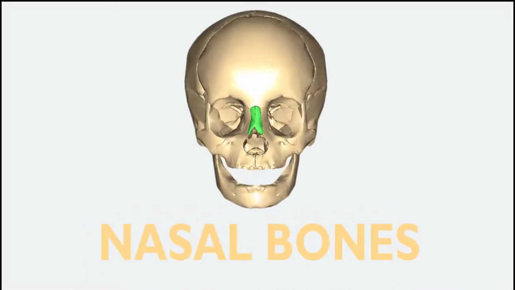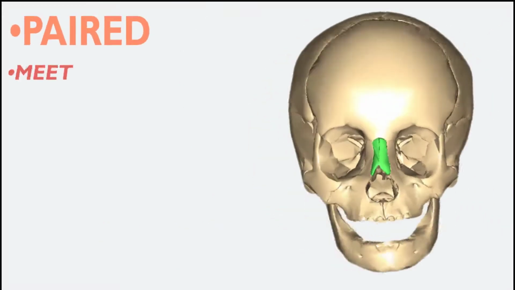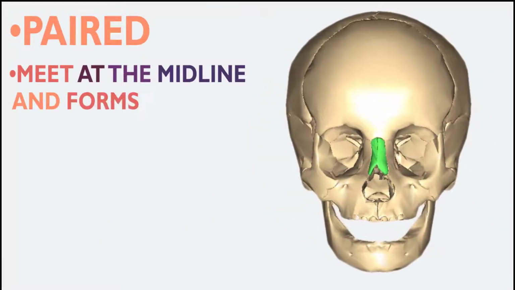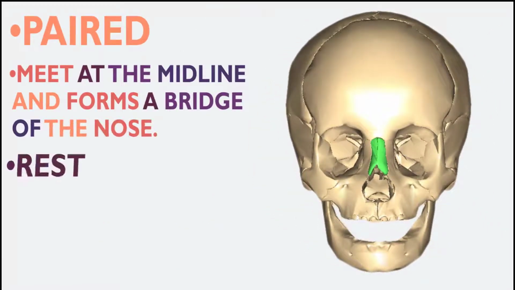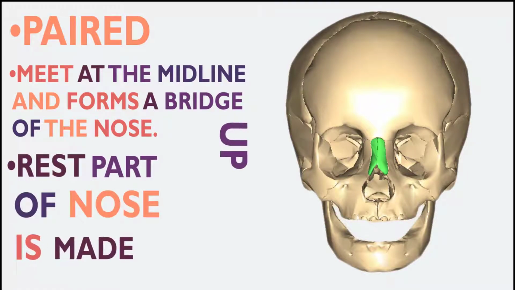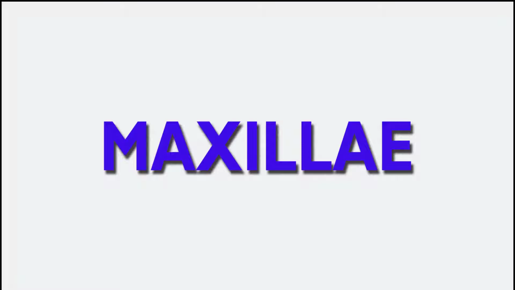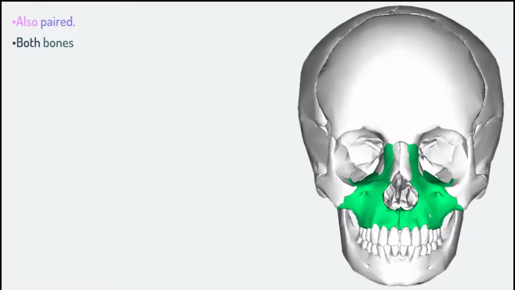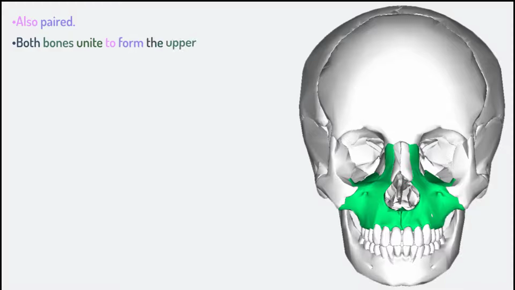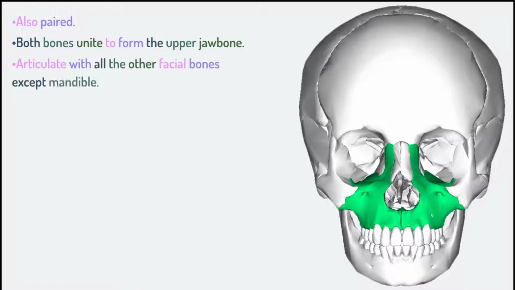So the first bone is the nasal bones, which are paired and meet at the midline and form the bridge of the nose. The rest of the nose is made up of cartilage. Next bone is the maxilla, which is also paired. Both bones unite to form the upper jawbone. Maxillae articulate with all the other facial bones except the mandible.